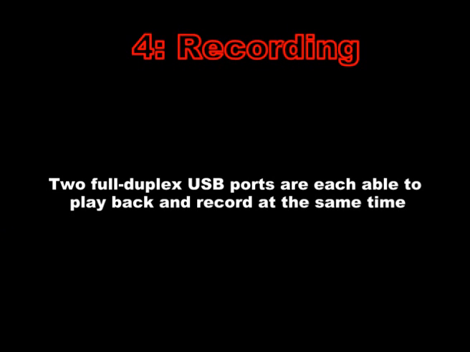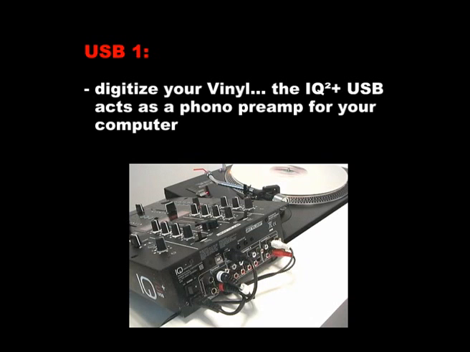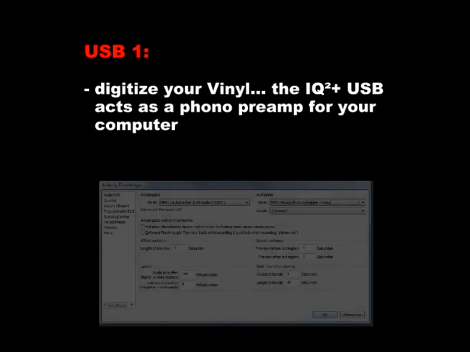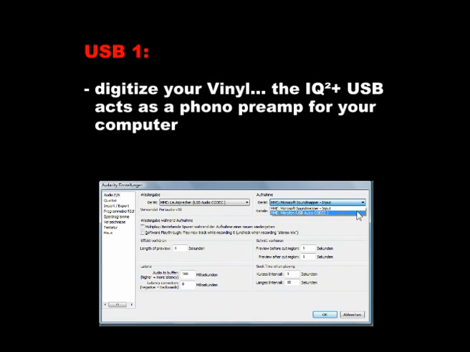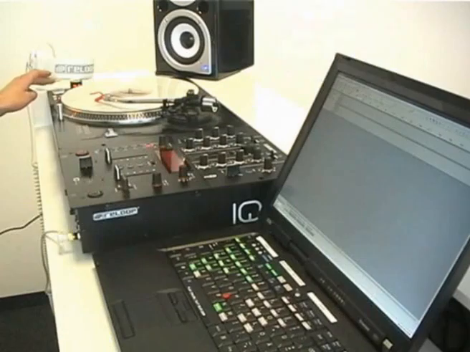The USB ports of IQ2 are full duplex ports. You can play back and record audio at the same time. However, there are some differences between port 1 and USB port 2. Port 1 will record channel A only, while port 2 will record the master signal. Let's assume that there's a turntable connected to channel A. You now can use the mixer as a phono preamp to digitize your vinyl. Simply connect USB 1 to your PC and select USB audio codec in your waveform editor's preferences. Now you can record your vinyl onto your hard disk.